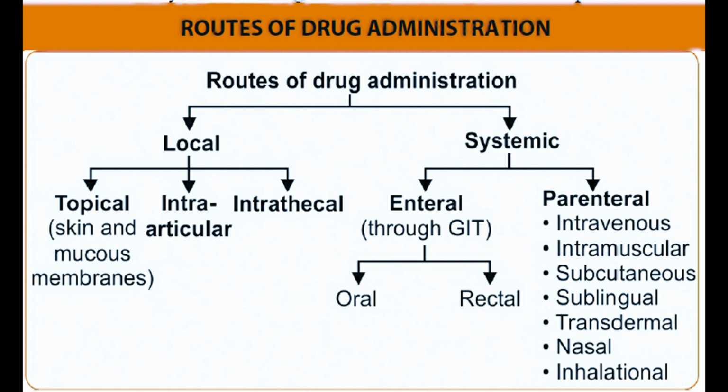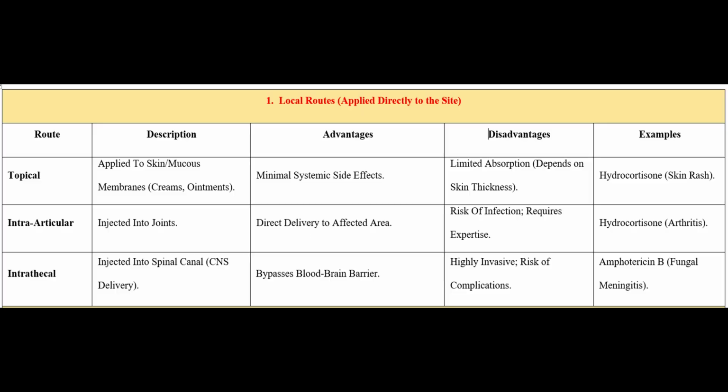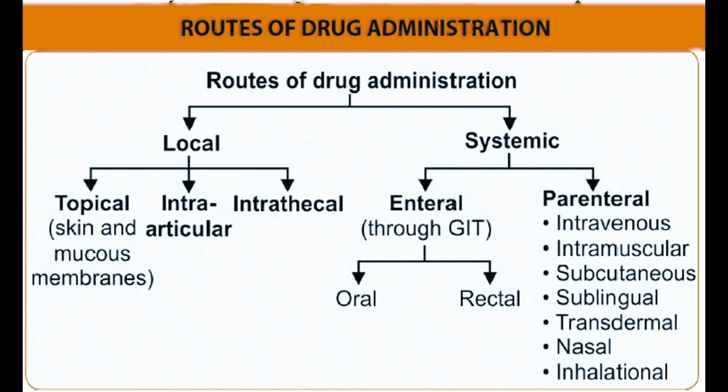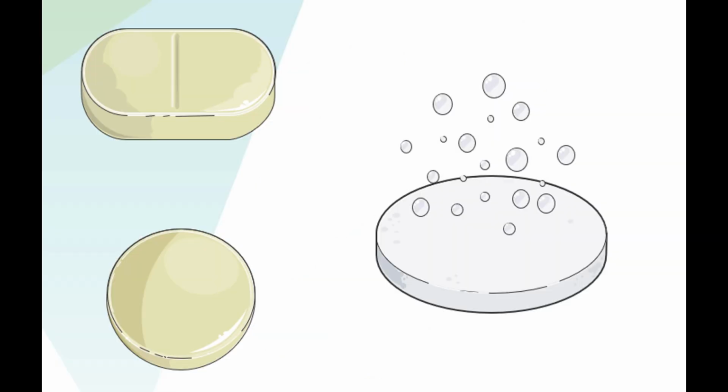Third type under the local routes is the intrathecal route. This involves injecting the drug into the spinal canal, reaching the central nervous system. It is especially useful when we need to bypass the blood-brain barrier. Understanding these routes helps to choose the right method of local drug delivery. Now, let's explore the systemic routes, where the drug enters into the bloodstream and travels throughout the body for a whole body effect. Under this, the first one is the oral route.